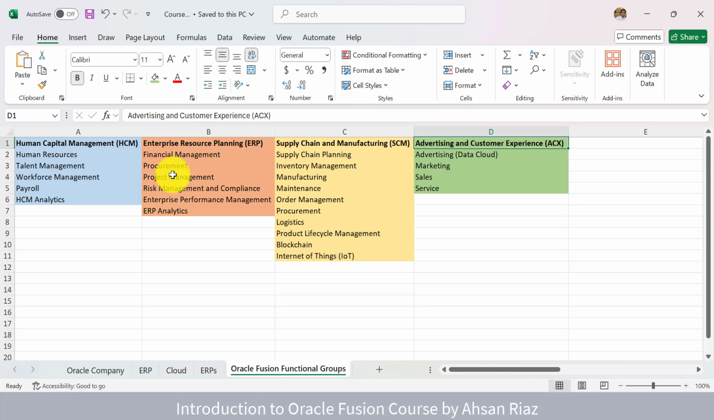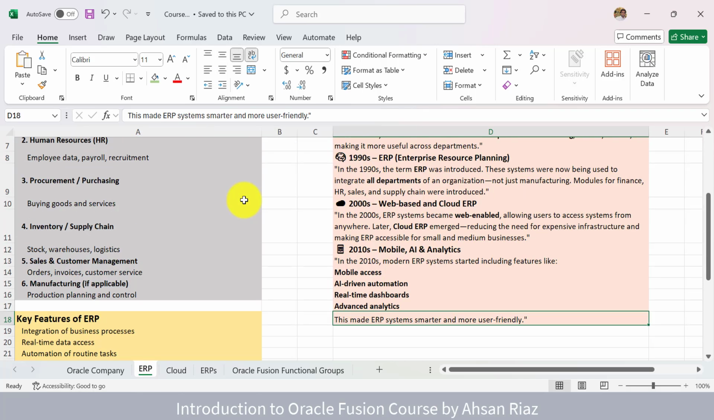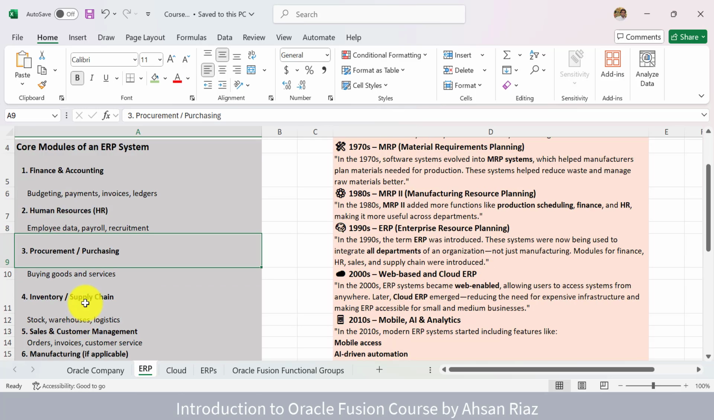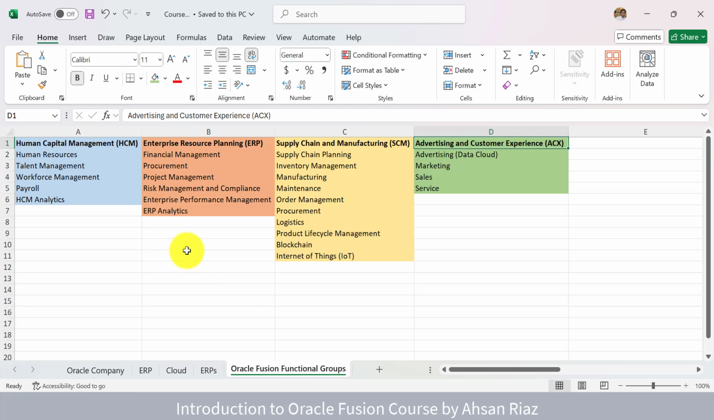Now the change in Oracle Fusion is, before, as I mentioned to you, ERP was used as a broad term which covered everything related to finance, human resource, procurement, inventory, sales, manufacturing, right? But Oracle Fusion made ERP a separate module related only to the financial part. So financial management, anything related to procurement, project management, if you have any project that you need to maintain finances for, risk management as part of finance, enterprise performance management.